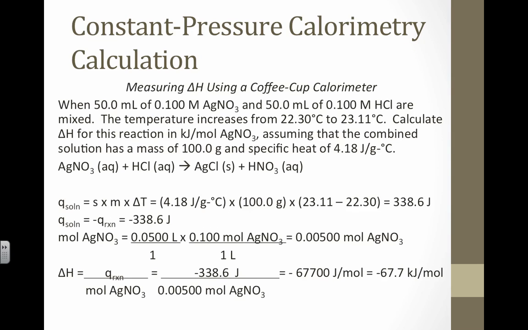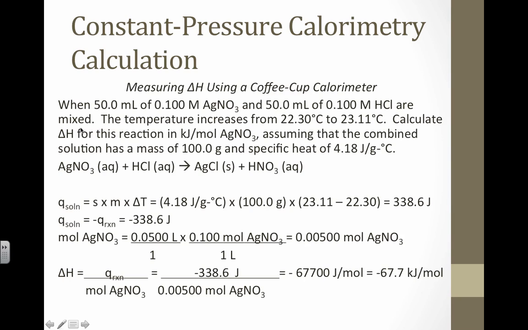So how does this actually work in calculation? Well, here we're using a coffee cup calorimeter, and we're actually going to do a lab like this later after this lecture sometime. So let's say we have 50 milliliters of a 0.1 molar solution of silver nitrate, and we have 50 milliliters of a 0.1 molar solution of hydrochloric acid, and let's say we mix these together.